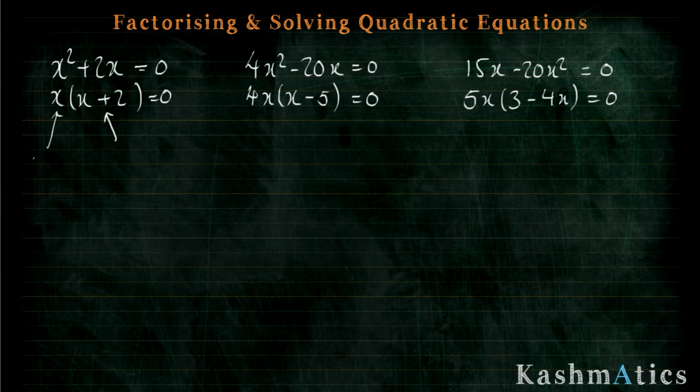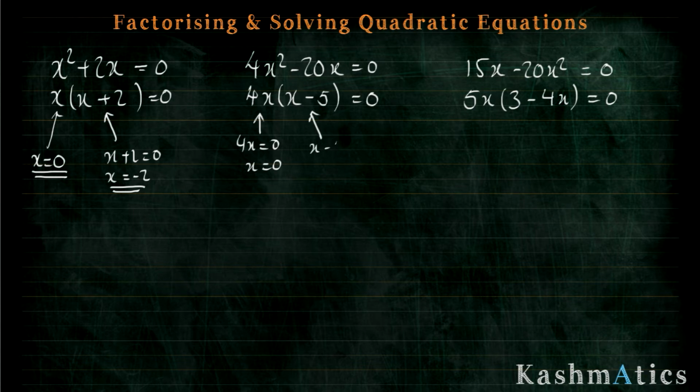So if x is 0 over here, it's as simple as that. And if x plus 2 is 0, that would mean x would have to equal minus 2. So if you just try to solve this really simple equation by moving the 2 to the other side, you'll get x equals minus 2. So these are your two solutions to that equation. Similarly over here, you got 4x equals 0, which means x would have to equal 0, because 4 times 0 is 0. And over here, you would get x minus 5 is 0, and x would equal 5.